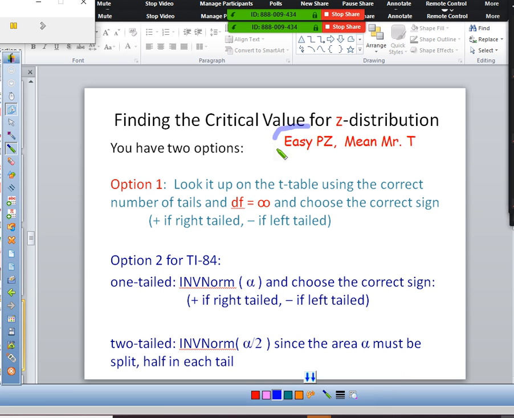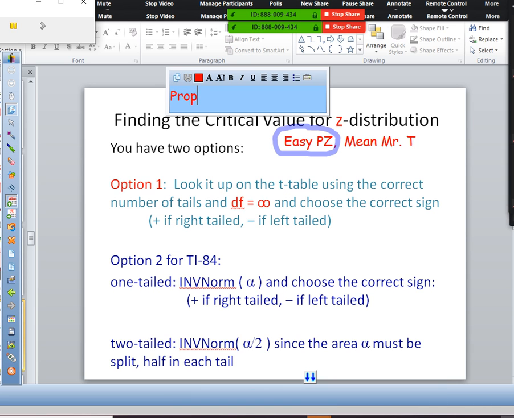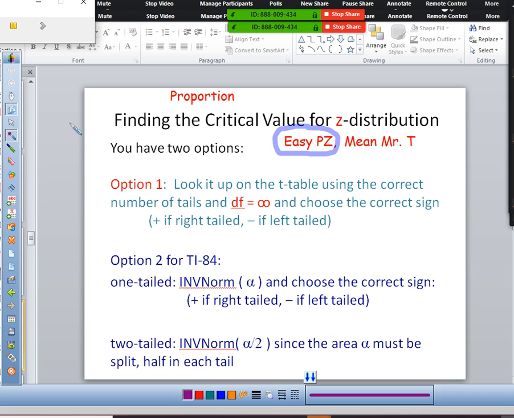When you have a Z distribution, use a P. When you use a Z distribution is when you have a P, a proportion. Proportion again is when your data is yes or no. It's a percentage.